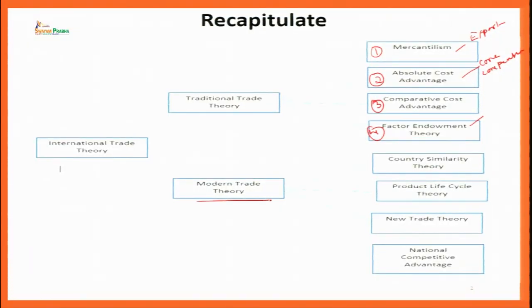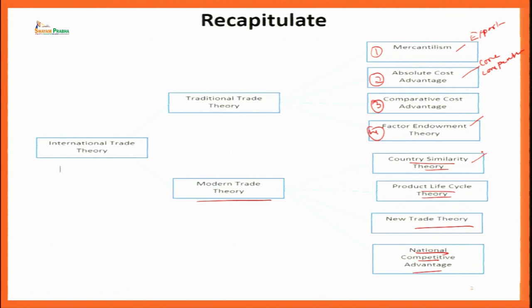Thereafter, we moved to the modern trade theory, which includes country similarity theory, product life cycle theory, new trade theory, and national competitive analysis theory. Country similarity theory talks about four essential parameters: there should be some economic similarity among the countries having international trade, some locational similarity, some cultural similarity, and political and economic interests should be common among the countries who are going to do trade together. So that is what is covered under the country similarity theory.